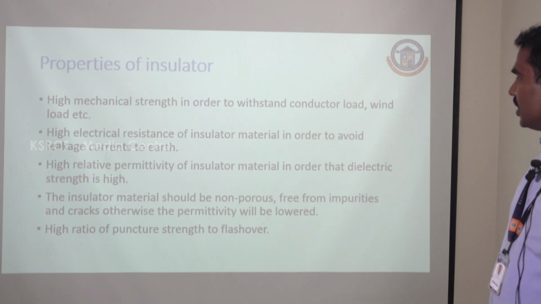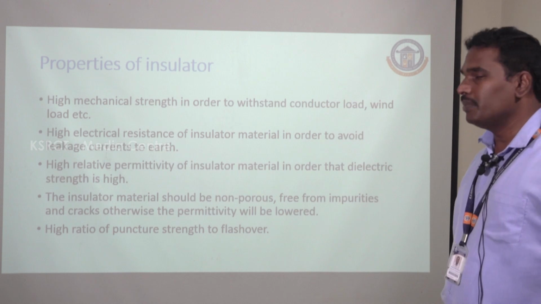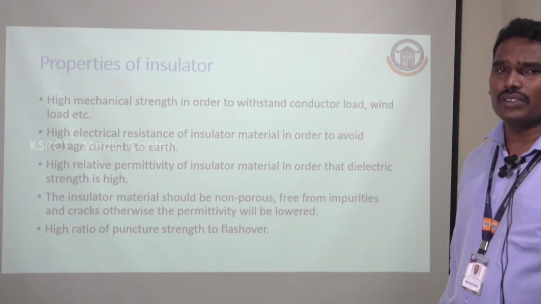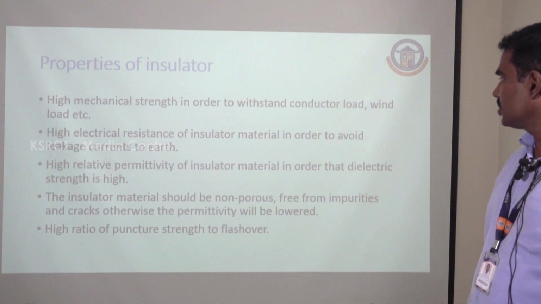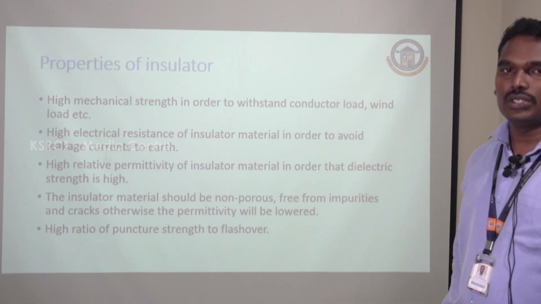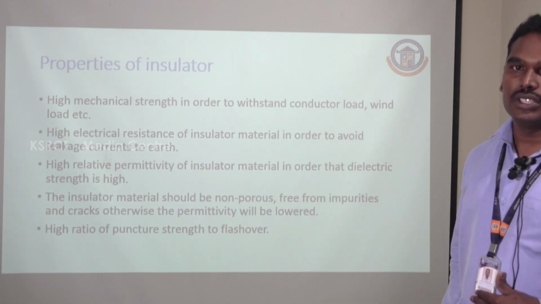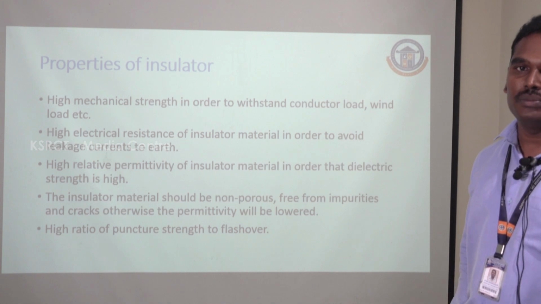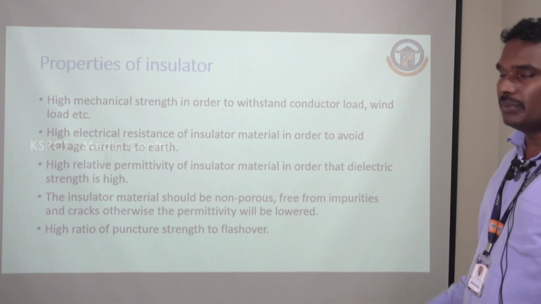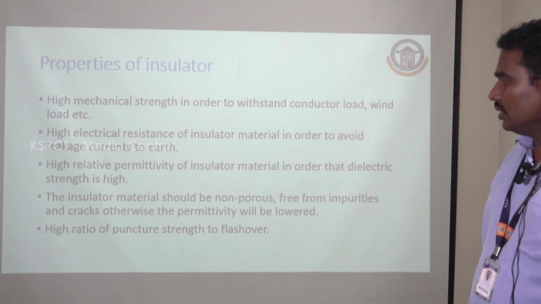Then the insulator material should be non-porous, and free from impurities and cracks, otherwise the permittivity will be lowered. If there is imperfection in the material structure, it will lose its permittivity, and again the dielectric strength of the material will be less.